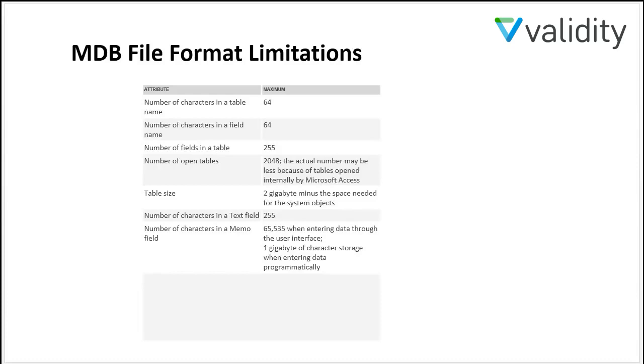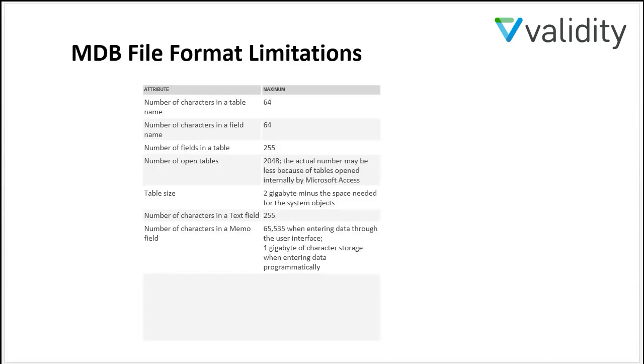Some people say that even 2 gigabytes might be pushing the Access database format a bit high. A gig and a gig and a half is probably more in a realistic zone. So knowing the limitations to the MDB file format, we will go take a look at the module.